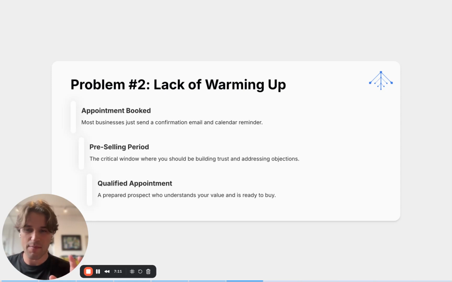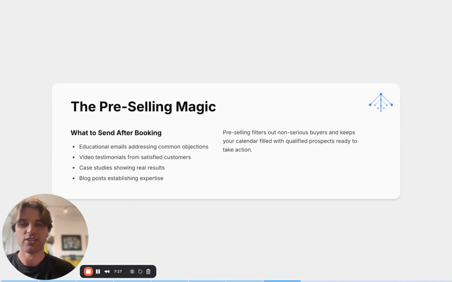So I kind of talked about the pre-selling, that critical window where you build trust and address those objections. So let's go into the pre-selling magic. This is the most important thing that you can do when you get a lead or a booked appointment. And it's the stuff that you're sending them after booking. So educational emails addressing common objections.